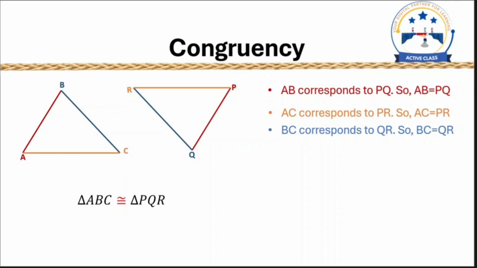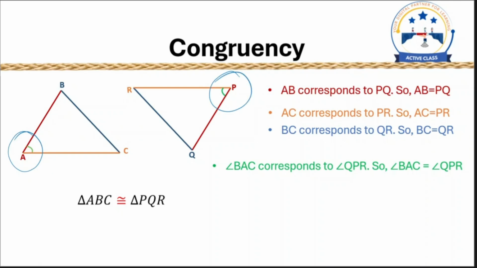Let's move to the angles and find the corresponding angles. Can you tell me the corresponding angle of angle A? Right. Angle A and angle P, they match up perfectly when the triangles are overlapped. So I can write angle BAC corresponds to angle QPR. BAC is this angle and QPR is this angle. They have to match up perfectly in order to make the triangles congruent.